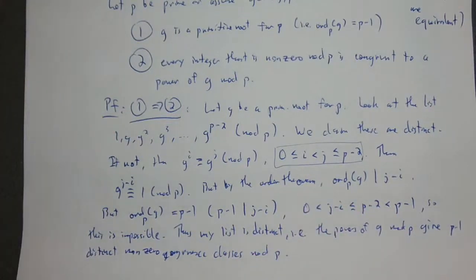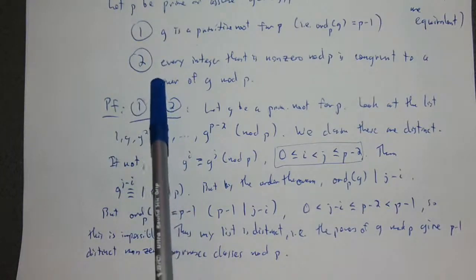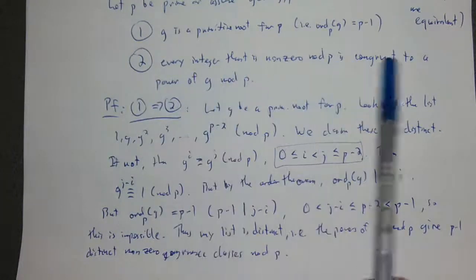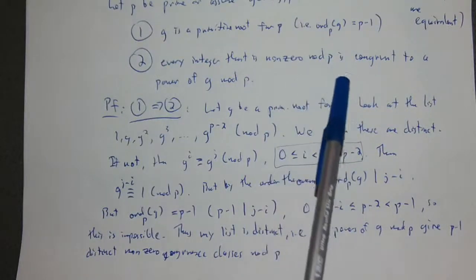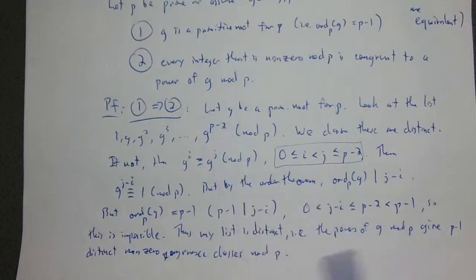Why does that finish my job in this first case? Well, I'm claiming that every integer that's non-zero mod P is congruent to a power of G mod P. How many integers are non-zero mod P? Well, P minus 1 of them. So if I have P minus 1 distinct ones, they have to match up. Each of them is represented. So 1 implies 2, and I'm done.